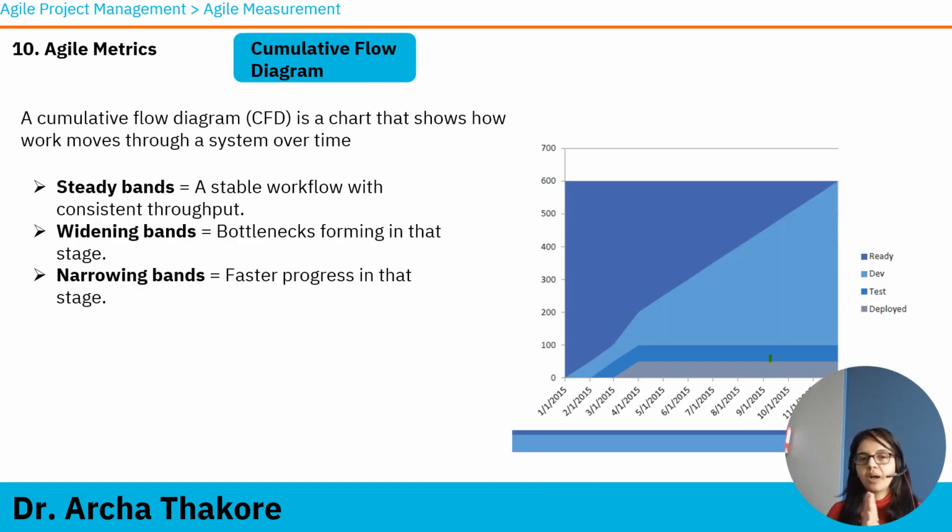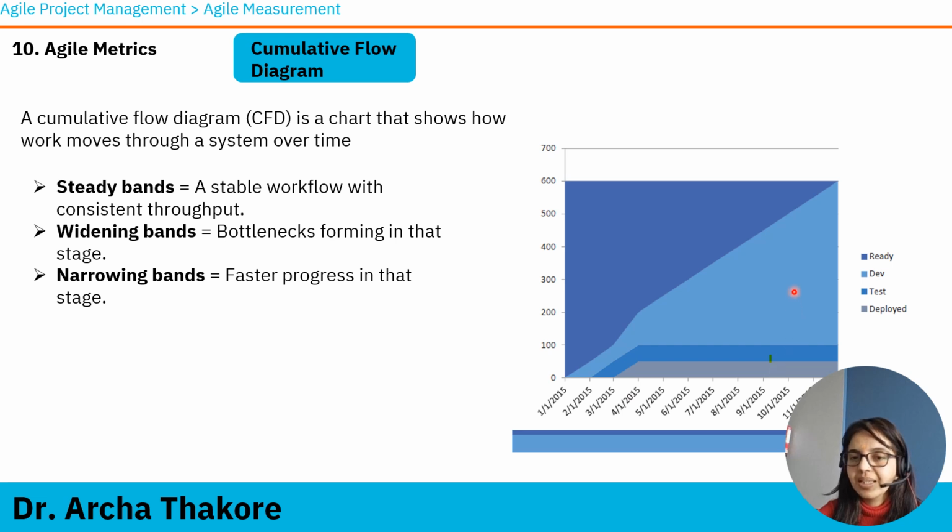Okay. Now we will talk about cumulative flow diagrams. As you're seeing, this is an area chart. Now it's a little small here, but there are 4 sections here. This is ready, which means your backlog. This is in progress, which is development is going on. This is testing, and this is done.